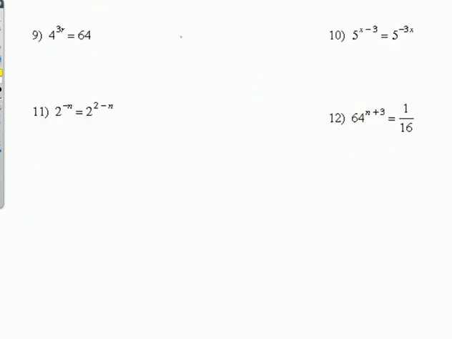Alright, last page. Let's see, here's an easy one. Cancel out the 5's, put these equal to each other, subtract the x, I get negative 3 equals negative 4x divided by negative 4. When you divide negative by a negative, it cancels out and makes it positive, so it's x equals 3/4.